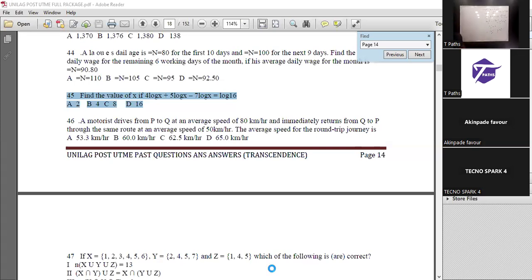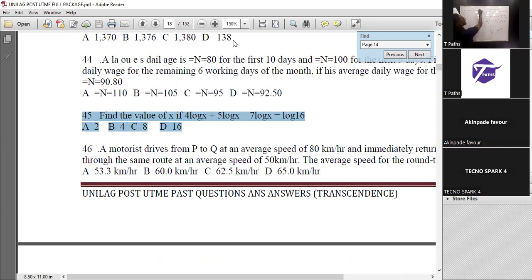The question says that 4 log x plus 5 log x minus 7 log x equals log 16. Now we are asked to solve this problem. The problem says we should find x. So how do you solve this problem without wasting your time?